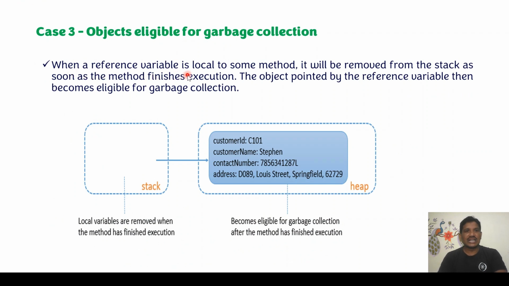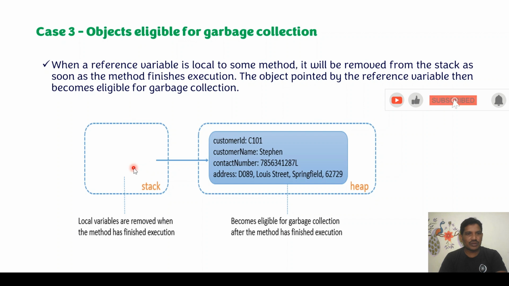Case 3. When a reference variable is local to some method, which is called a local variable, it will be removed from the stack as soon as the method finishes its execution. The object pointed to by the reference variable then becomes eligible for garbage collection. When the reference variable has been created inside the method, when the method finishes its execution, the reference variable is removed from the memory. In such cases, this object does not have any reference.